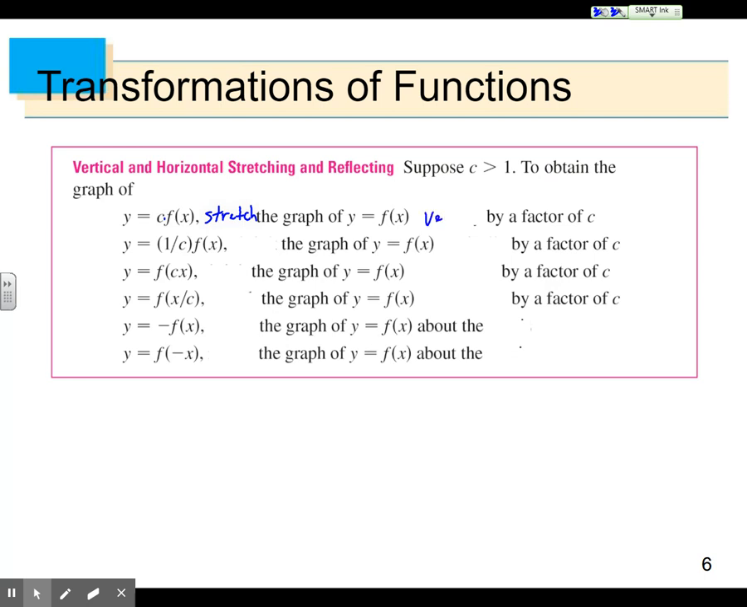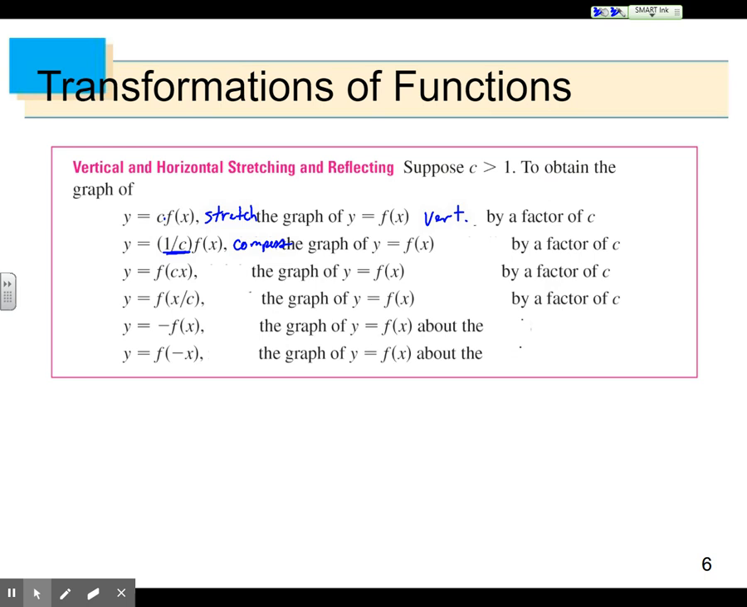And we're going to go vertically. I'm just going to put vert there because I don't have much room, by a factor of C. And remember, it's being stretched away from the axis. I'll show you that on the next slide. Now, if it's being multiplied by a fraction, 1 over C, or you can think of it as dividing by C, then that's going to go the other way. That's going to compress.